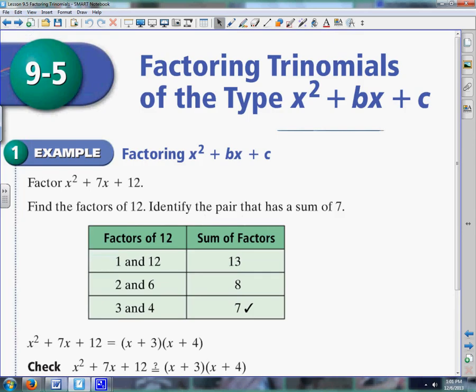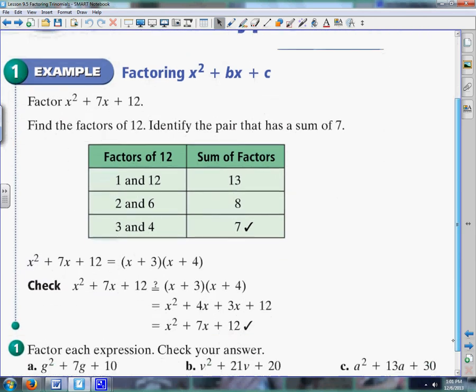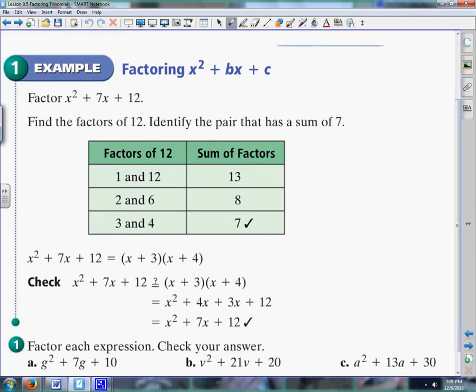Fun times. So, factoring trinomials of the type x squared plus bx plus c. We kind of did this a little bit, where you would find a greatest common factor and take something out. But now, instead of just taking out one piece, they're going to have you divide it into something times a binomial times a binomial.